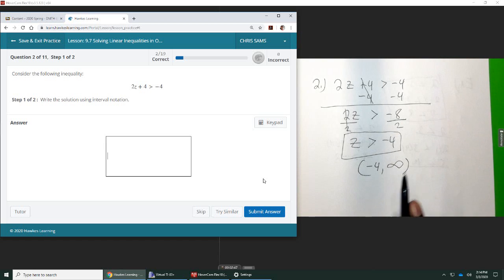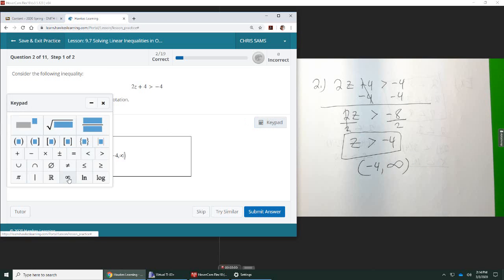And infinity will always have an open interval. So for interval notation, this is what they want, either the bracket or parentheses. -4, and you have to use the keypad to get the infinity sign.